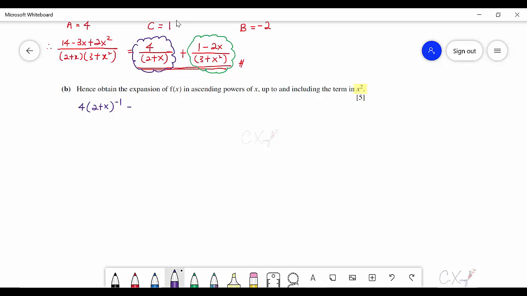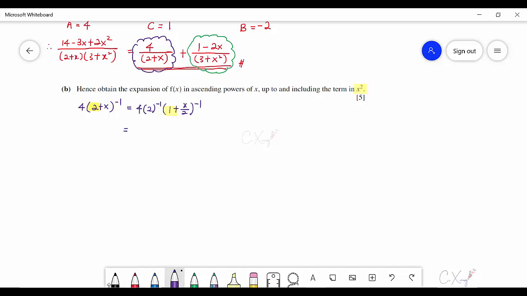First of all, before you apply the binomial theorem formula, you have to ensure that the first term in the bracket is a value 1. Therefore, what I do is factorize out the value 2, followed by the same power, and then the bracket will become 1 plus x over 2, to the power of -1. Once you ensure that the bracket starts with 1, you can apply the binomial theorem formula straight away.